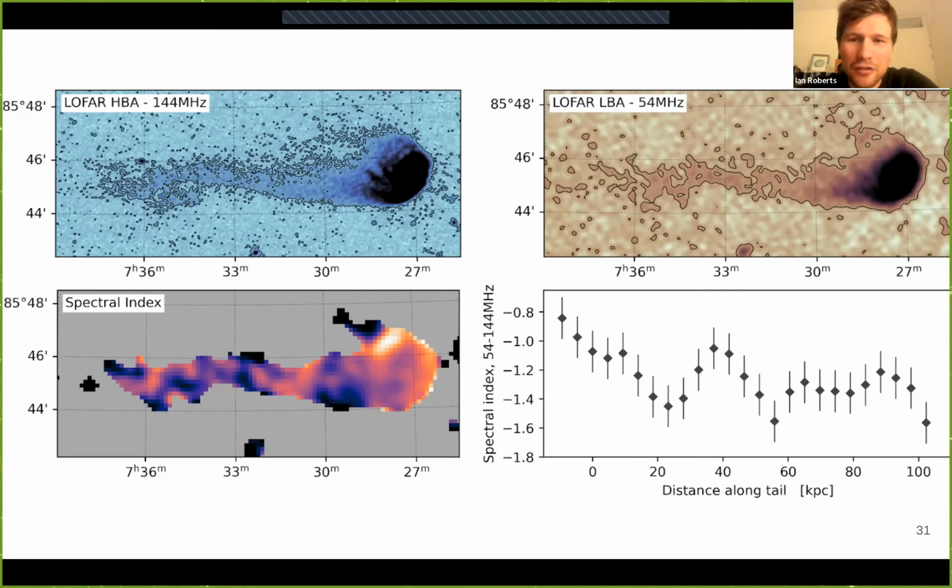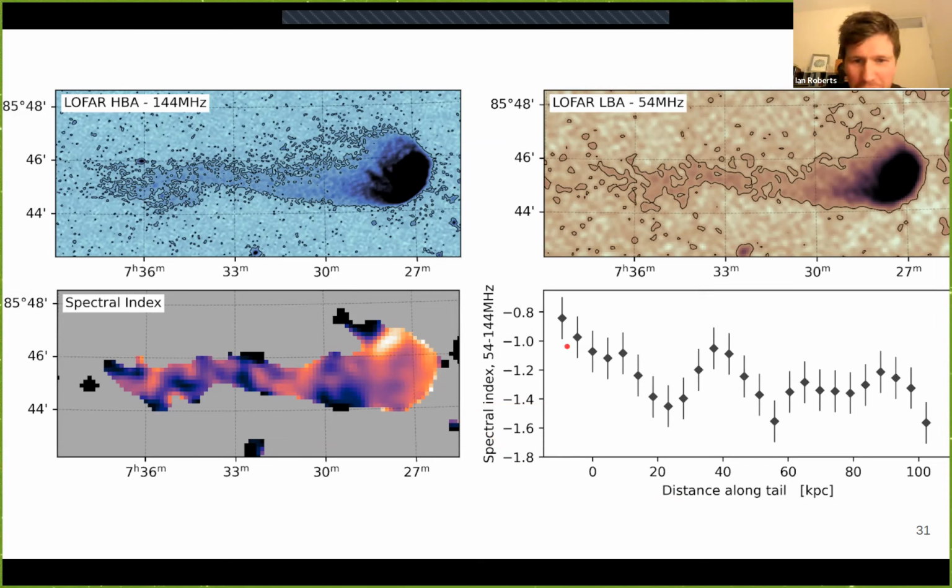Again, this is work in progress, but this is going to be a really interesting object to dive into further. I have a feeling this will be the best ram pressure tail that we get from LOFAR. I'd be surprised if we got something that looks better than the HBA image here. I have the spectral index profile again in these lower images, the spectral index map on the left, and then again the radial profile, just taking slices along the tail.